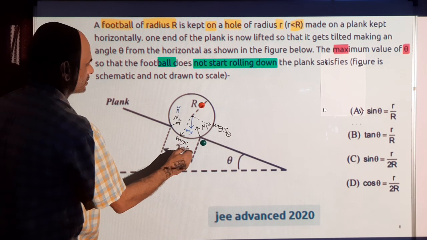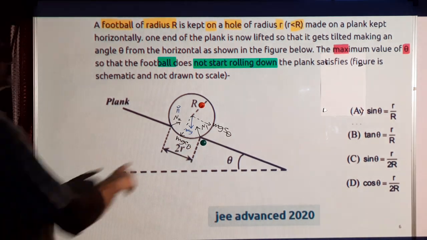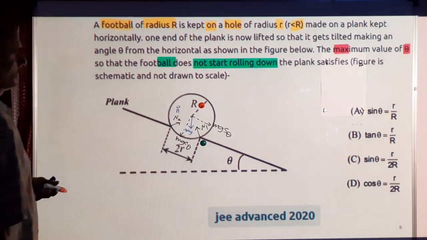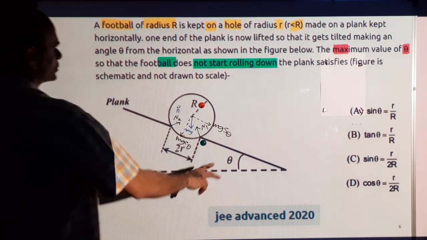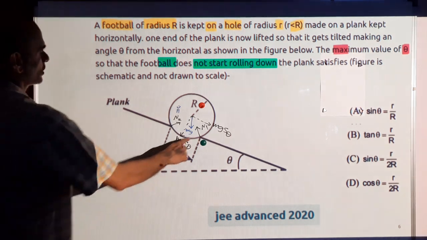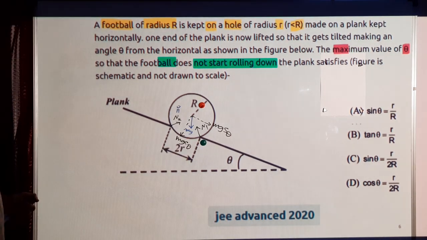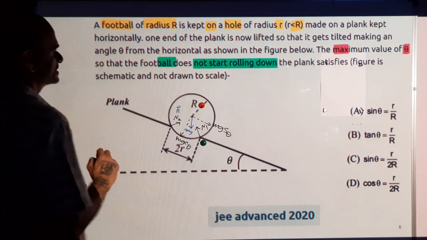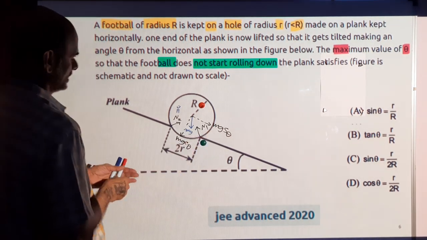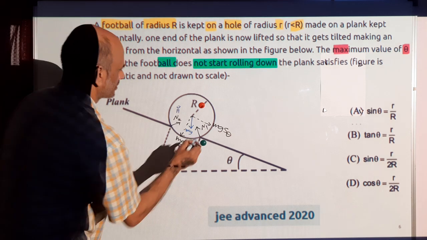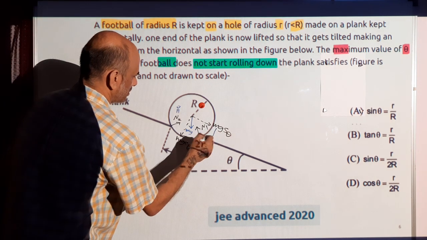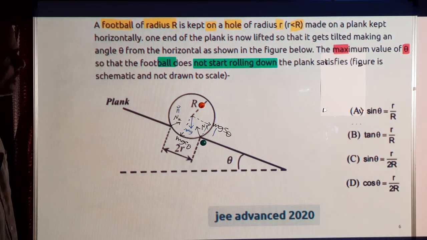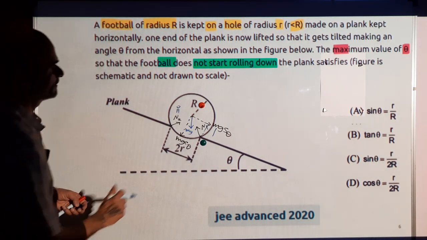normal to the plane it's mg cos theta. So mg sin theta will provide a clockwise torque and mg cos theta will provide an anti-clockwise torque. When it's about to topple, these two torques will be in balance and the net torque about this point will be 0. After that, this torque will dominate and it will start rolling down. So at that limiting case, these two torques will be equal, and this distance from this point, we can get from this triangle.